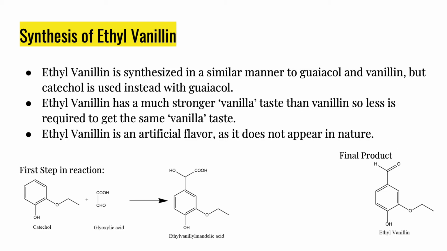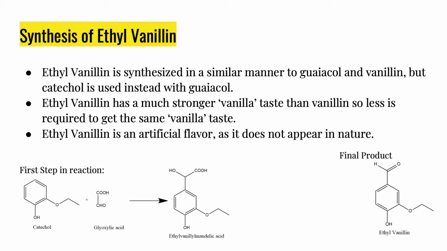Ethylvanillin is another compound that mimics the taste of vanilla. Similar to vanillin, it is synthesized through an electrophilic aromatic substitution, but in this case we are using catechol instead of guaiacol. Ethylvanillin has a much stronger vanilla taste, so much less of it is required to produce the same exact vanilla taste using vanillin. This makes it a more cost-efficient option. It is artificial and is only produced in labs and not found anywhere in nature.